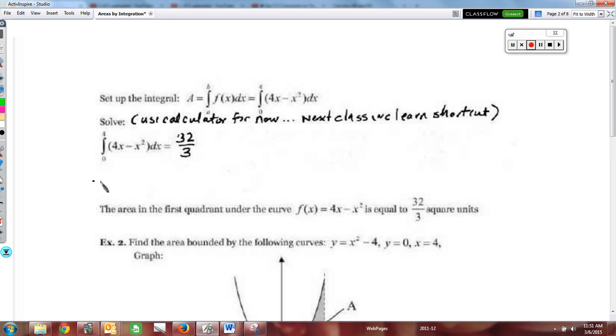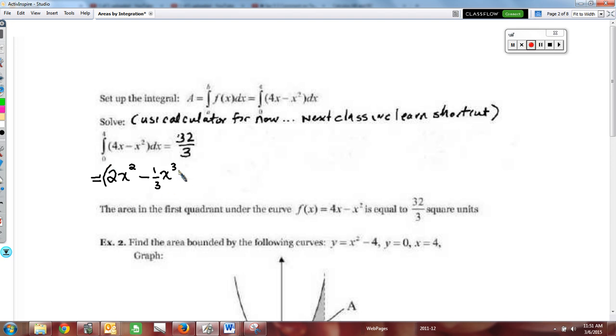I'm going to show you using the fundamental theorem of calculus just to show you that it works, because we can do the antiderivative of 4x minus x squared. The antiderivative of 4x, using our power rule, we add 1 to the power, and then we divide the 4 by the power, so that would give us a 2x squared. Minus, I add 1 to my power, and then divide by 3.